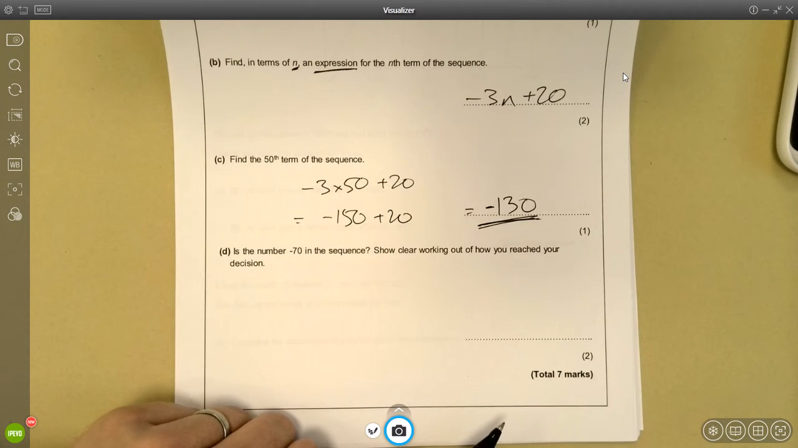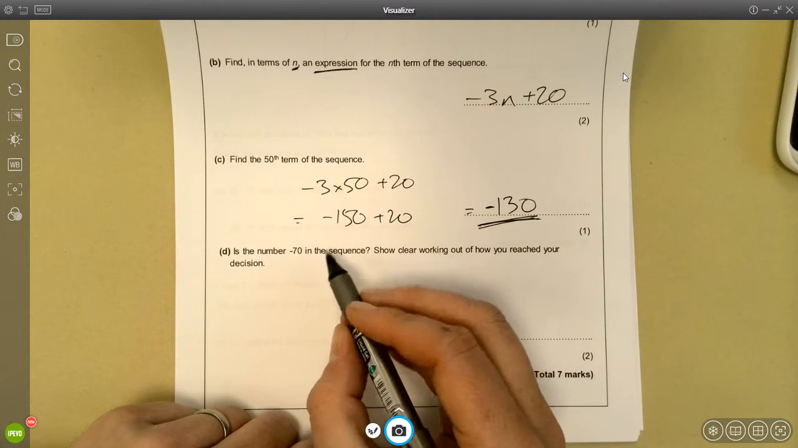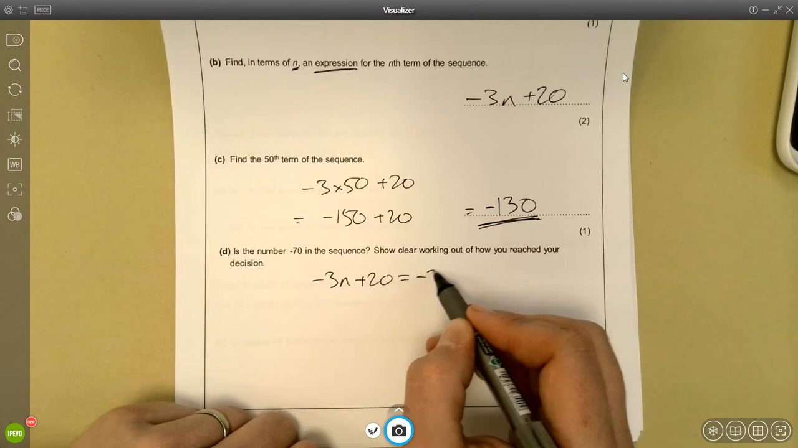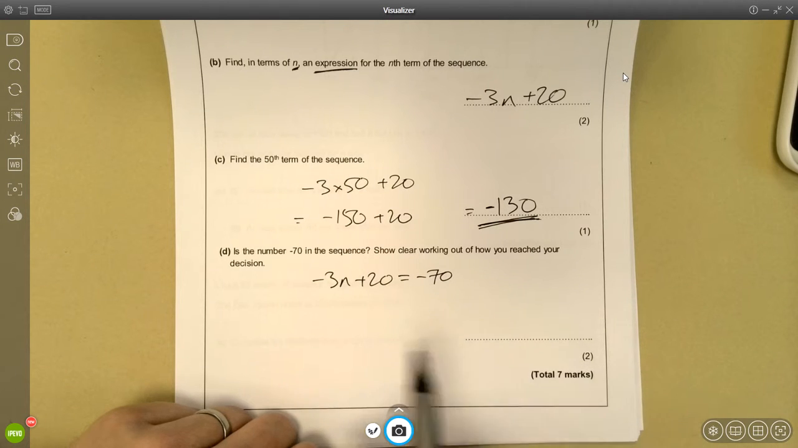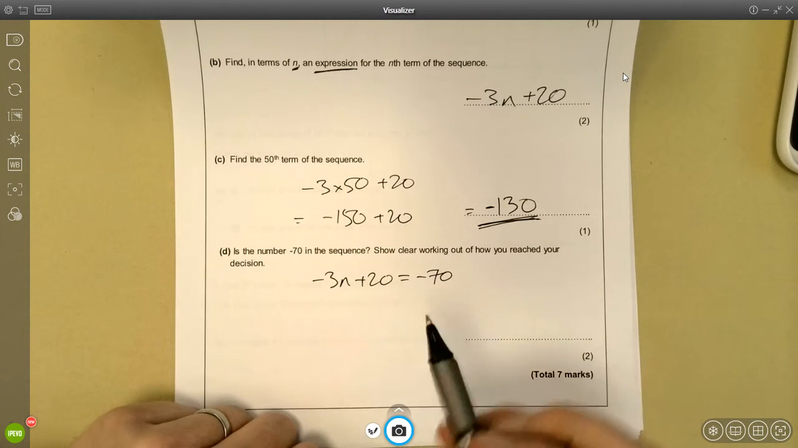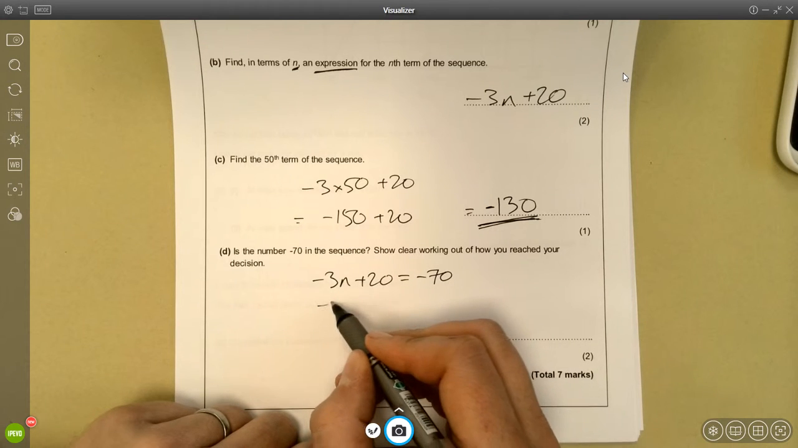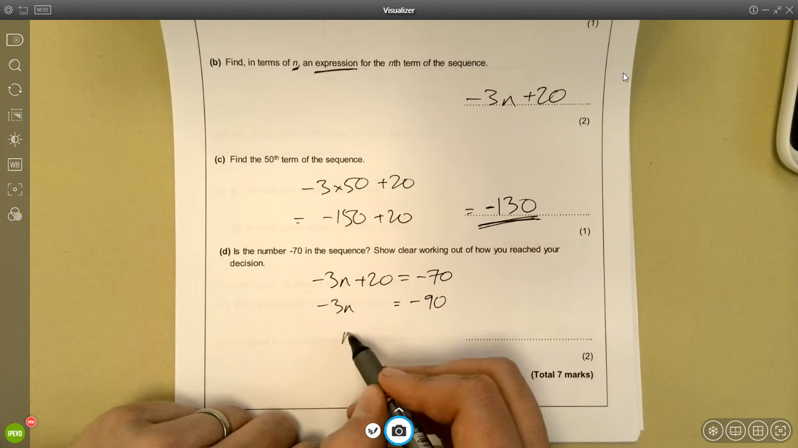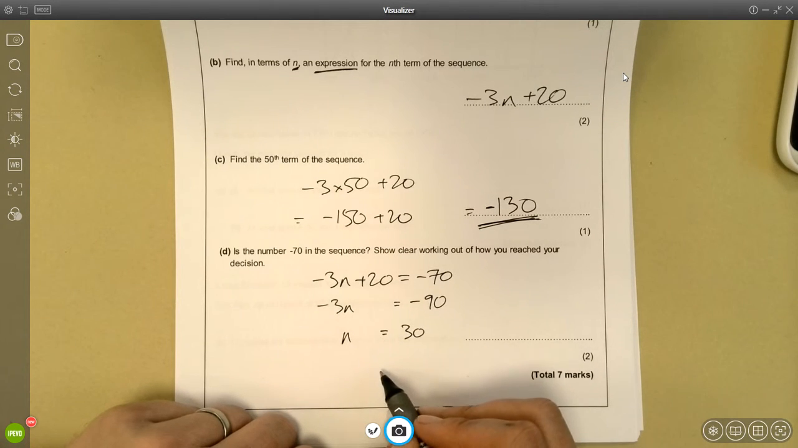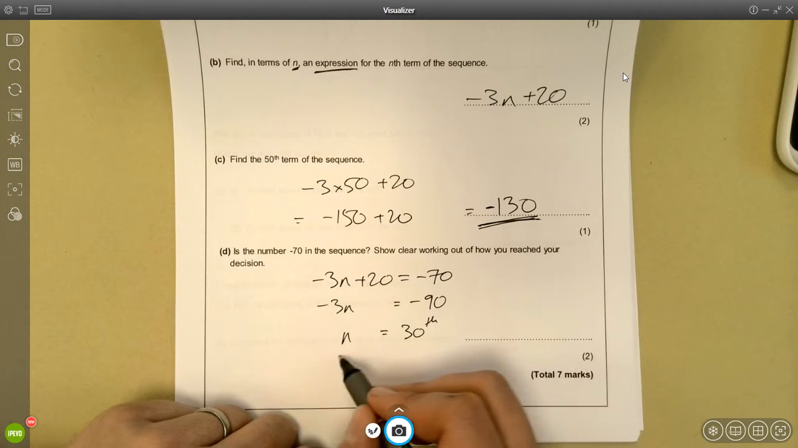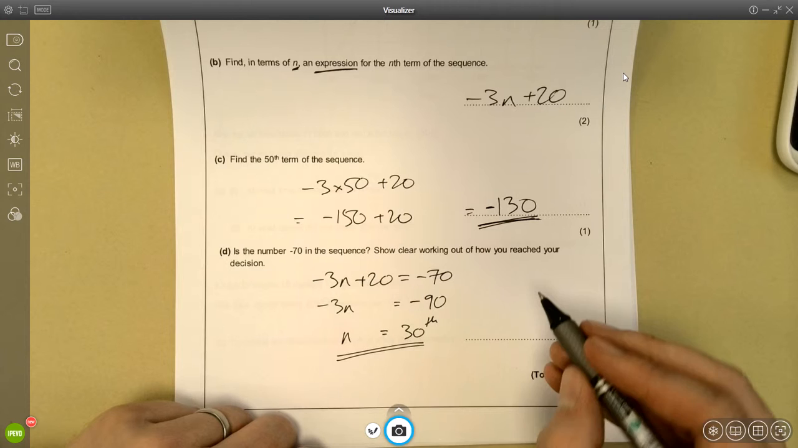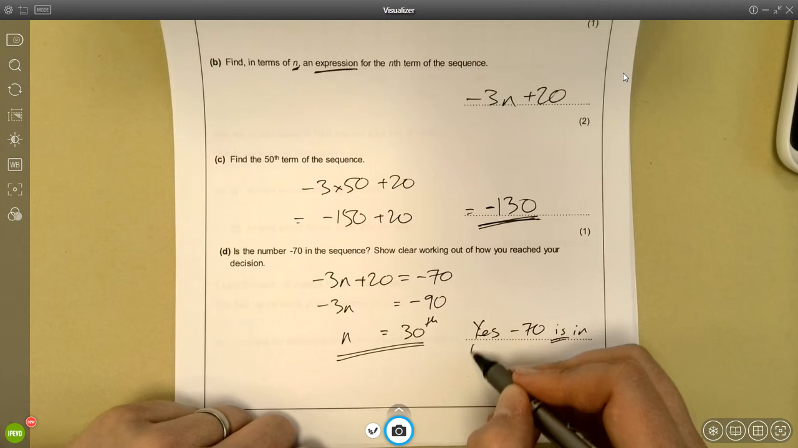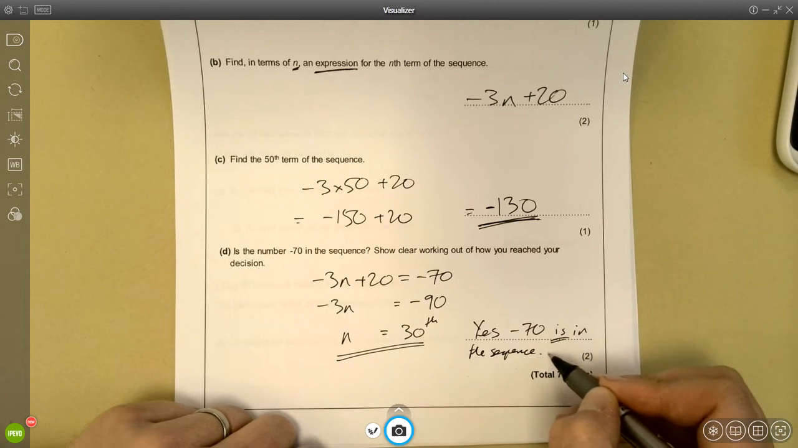Okay, next to it, part D, is the number -70 in the sequence? Well, I think the easiest way to do this is write down the nth term, put it equal to the number you're trying to work out. And if n's a whole number, yes, it is in the sequence, if it's a positive whole number. So let's solve this. Let's take 20 from both sides. And then let's divide by -3. And we get 30. So what's happened there is, it's the 30th term is -70. So yes, -70 is in the sequence. It's the 30th term.